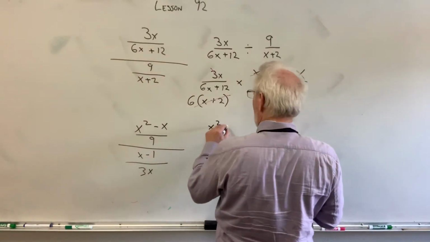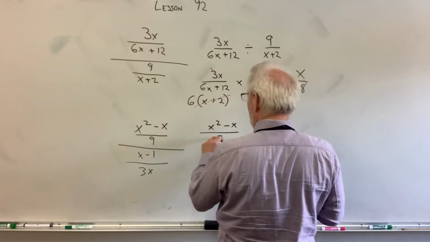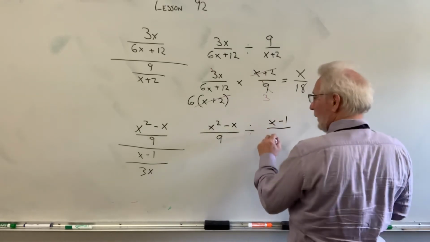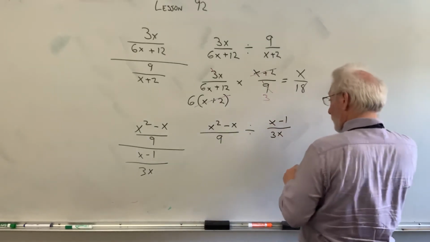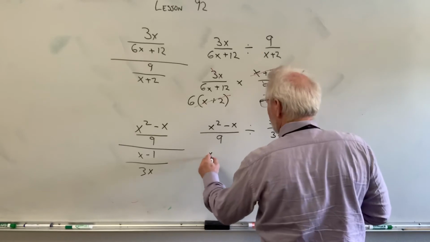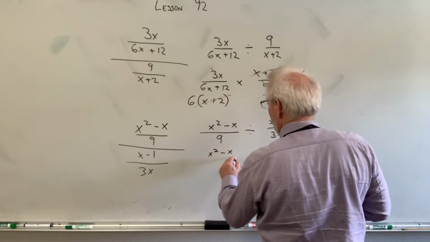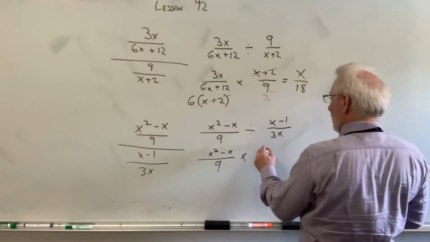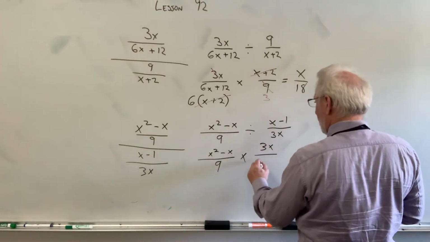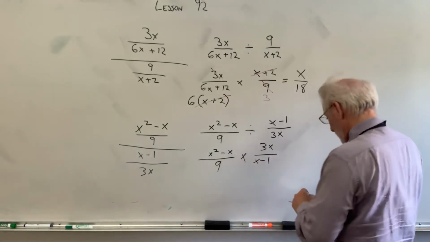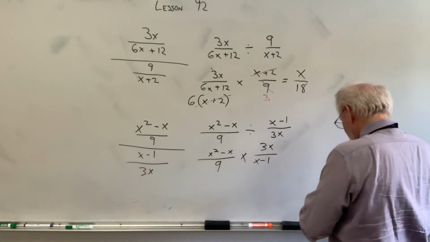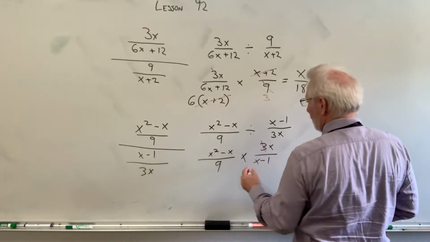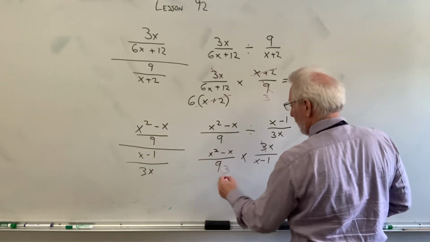We have x squared minus x over 9 divided by x minus 1 over 3x. Only we're not going to divide, we're going to multiply by the reciprocal. So this stays the same, but this side over here becomes 3x over x minus 1. Okay, well, let's see. Is there any reducing we can do here? Hey, we can do this. That 3 goes away, and that 9 becomes a 3.